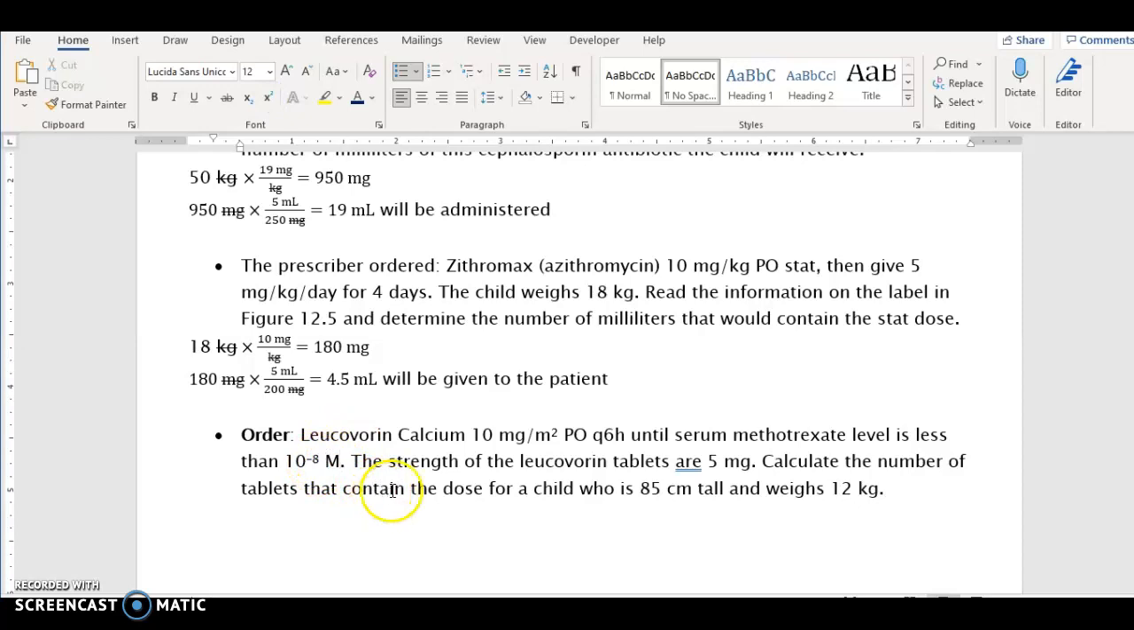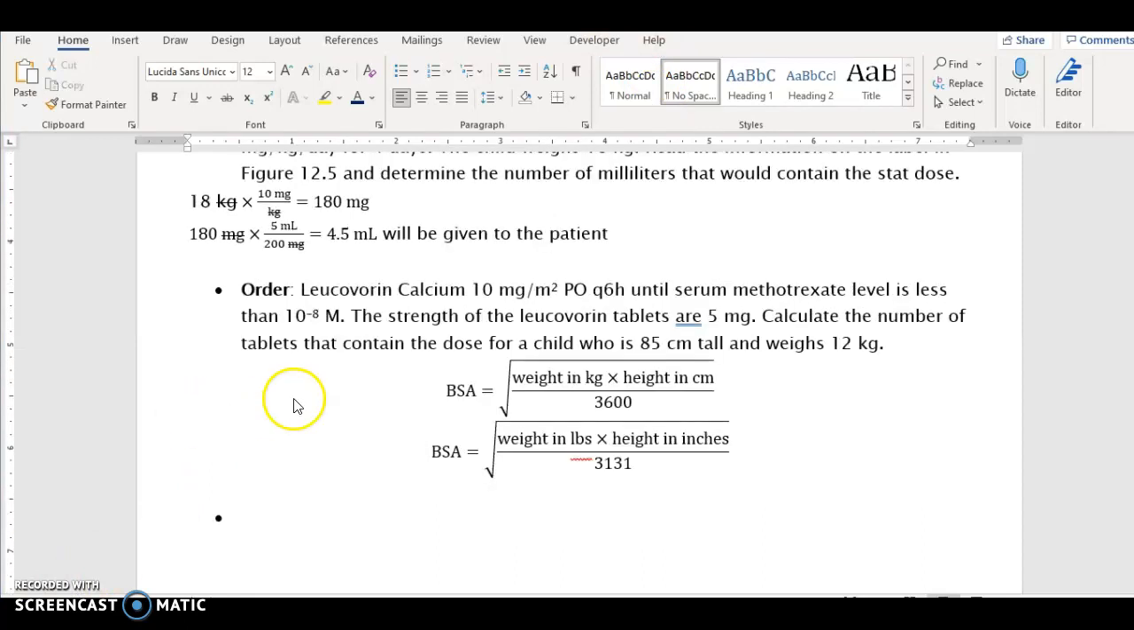Okay, so the strength of these tablets is 5 milligrams. In other words, each tablet contains 5 milligrams of the drug. So we're going to calculate the number of tablets that contain the dose for the child who is 85 centimeters tall and who weighs 12 kilograms. As you can see, the patient's measurements are given in metric units: the height in centimeters and the weight in kilograms.